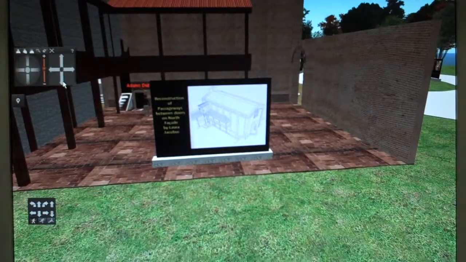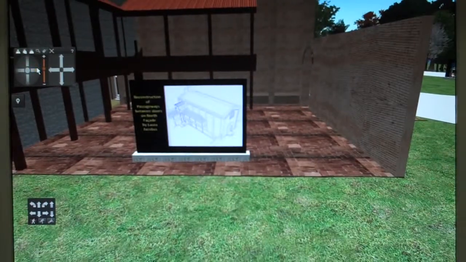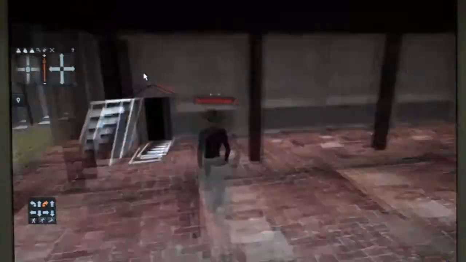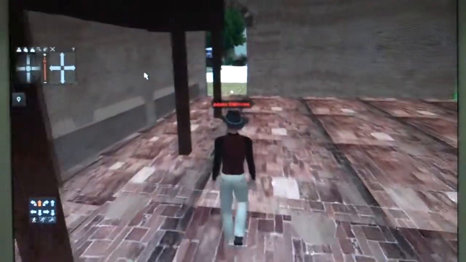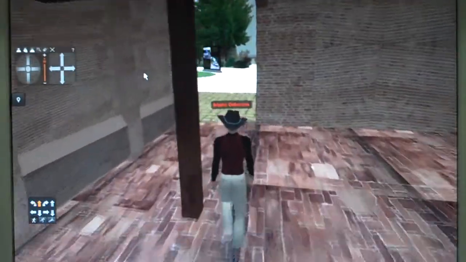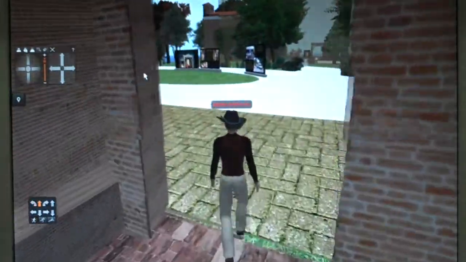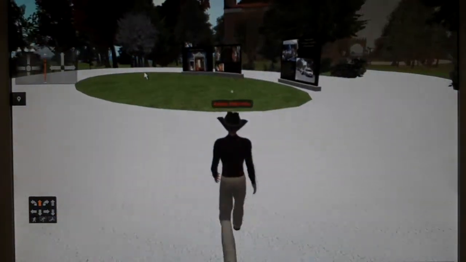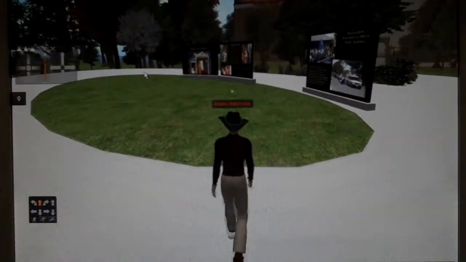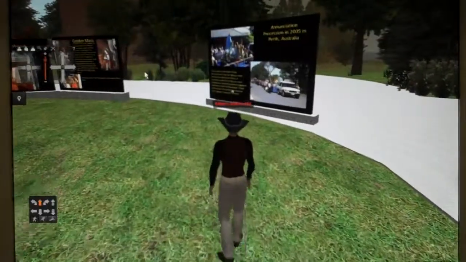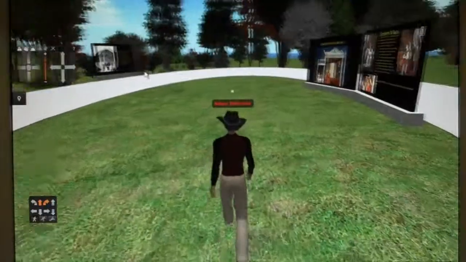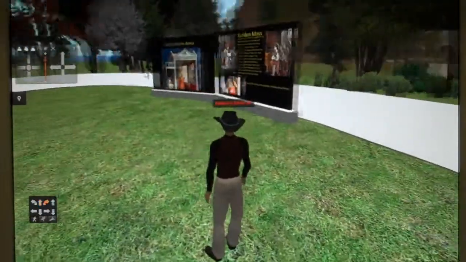And this view would have been from what was the palace at the time. The landscape of my model has signs, information about the chapel, and up here about the Annunciation processions and festivals that would have been held in the arena, both before and after the chapel.